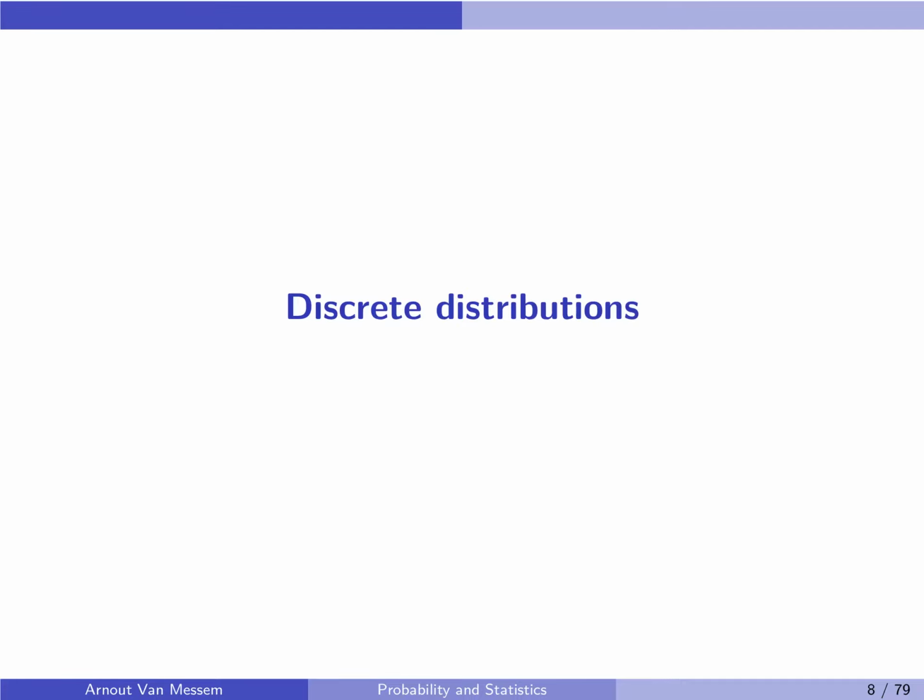Let us start by describing some important discrete distributions. A discrete distribution is linked to a discrete variable, and so we can list all of the outcomes. So we can make a list with all the possible outcomes, and we can then also assign probabilities to each of the outcomes.